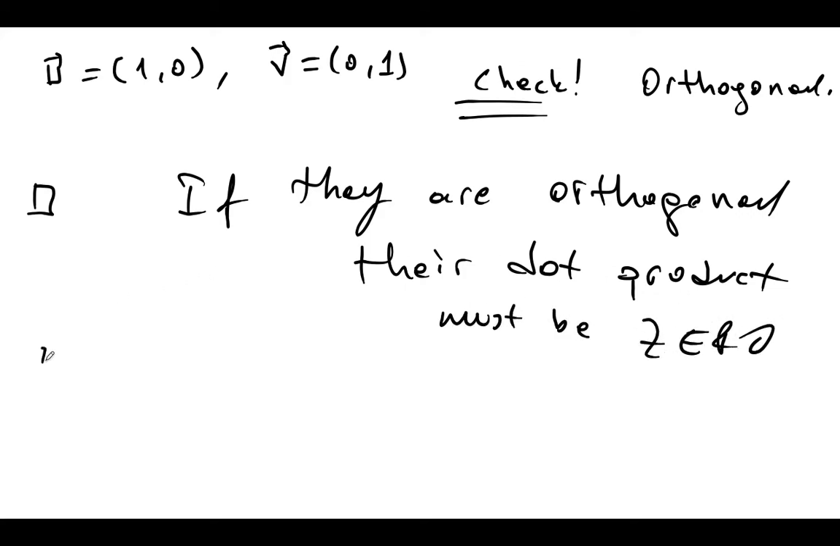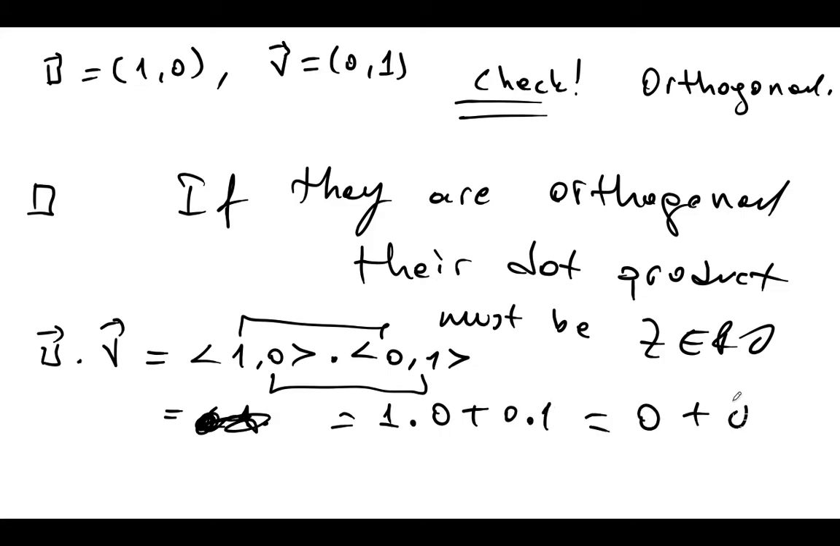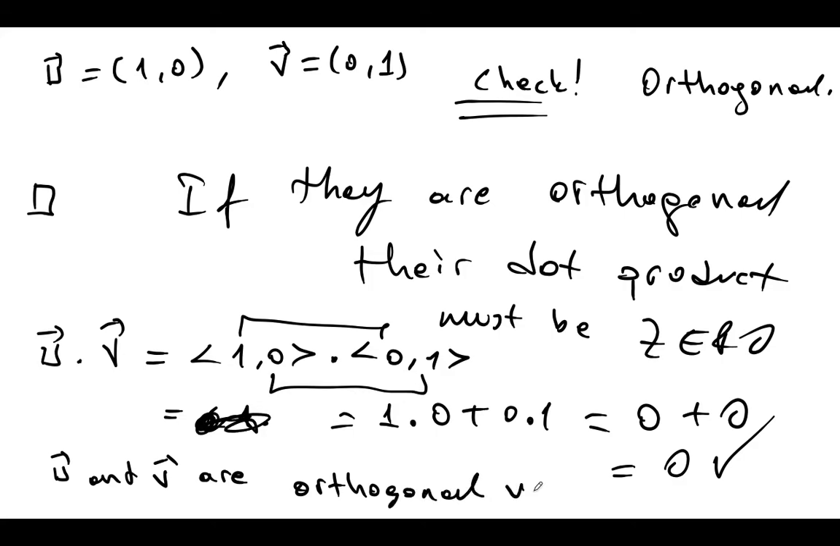Let us check. So the dot product of u and v, which means 1, 0 times 0, 1. So this will be just 1 times 0, first with first, plus second with second, 0 times 1, which will be 0 plus 0, which is 0. Bingo. So we will say that u and v are orthogonal vectors. It means that the angle between them is 90 degrees.